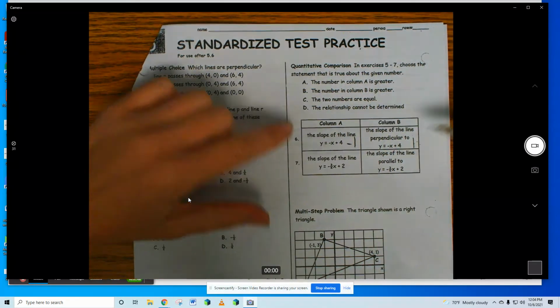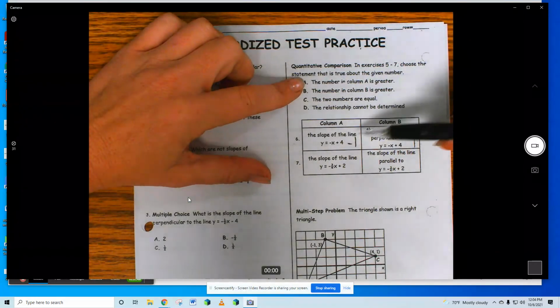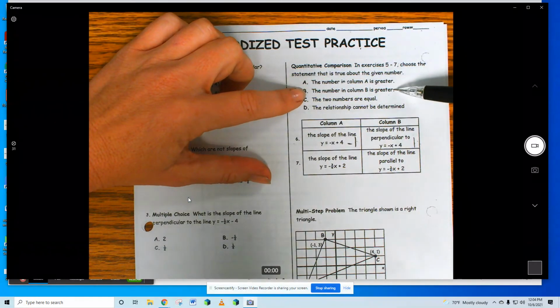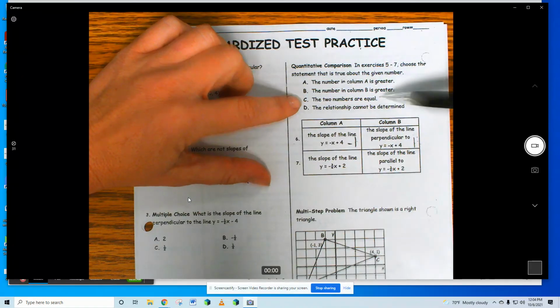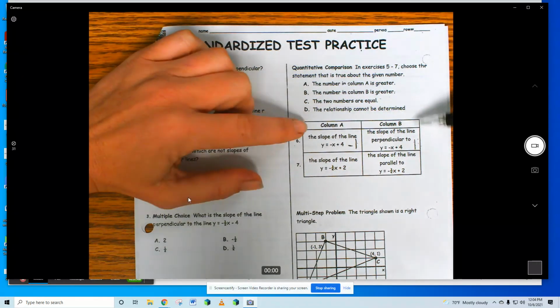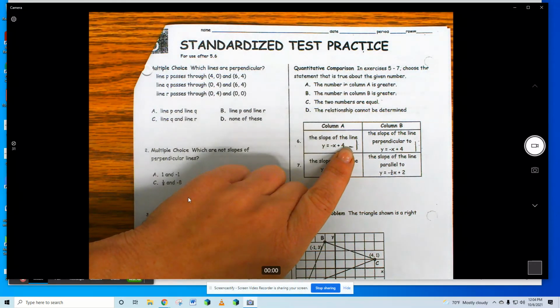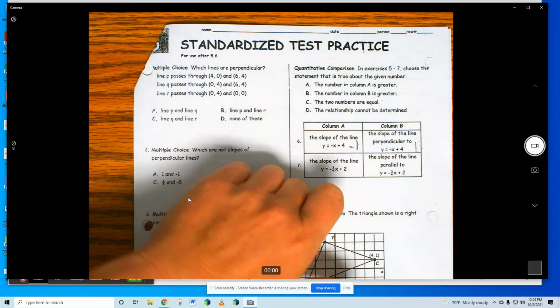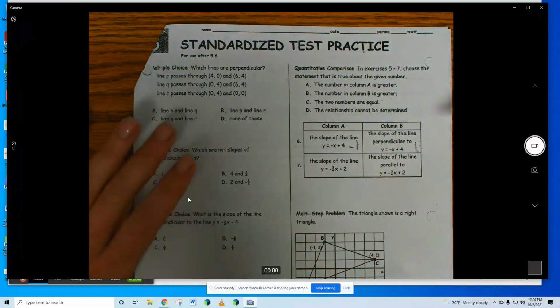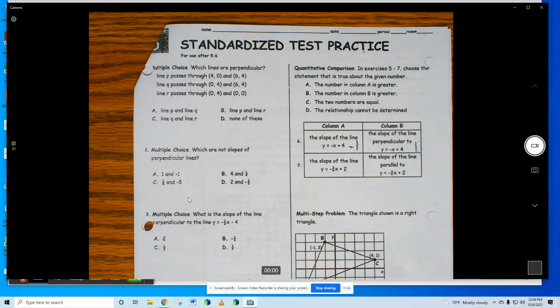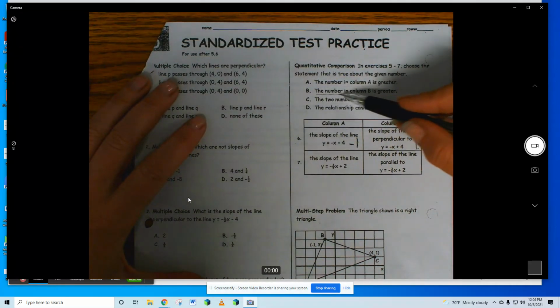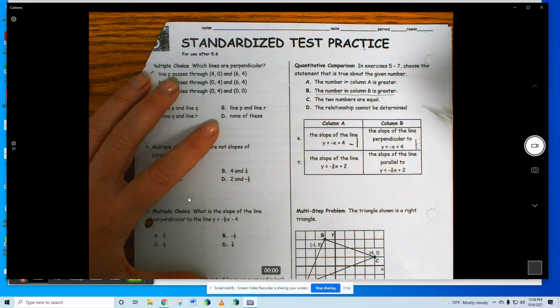Now I look at A, B, C, D. Is the number in column A bigger? Is the number in column B bigger? Are the two numbers the same? Or the relationship cannot be determined. The number in column A is negative 1. The number in column B is positive 1. So, what is it? A or B or C or D? The number in column B is greater? Yeah, 1 is greater. So the answer to number 6 is B.